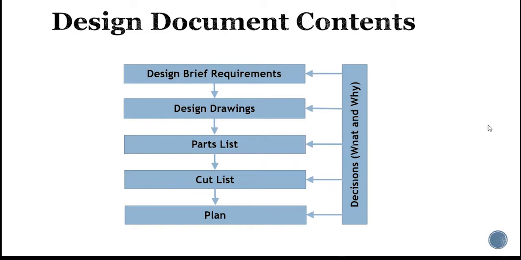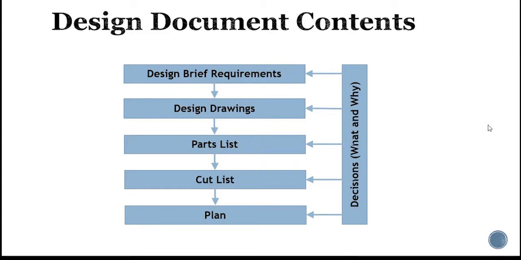Once we've got design drawings or got the design worked out, we're going to create a parts list. We're going to use the model to help us do that. We're then going to take that parts list and move on to a cut list. Once we have everything worked out up to there, we should be putting together a plan of how we're going to go about making the object that we're going to be making, the Tealight stand.